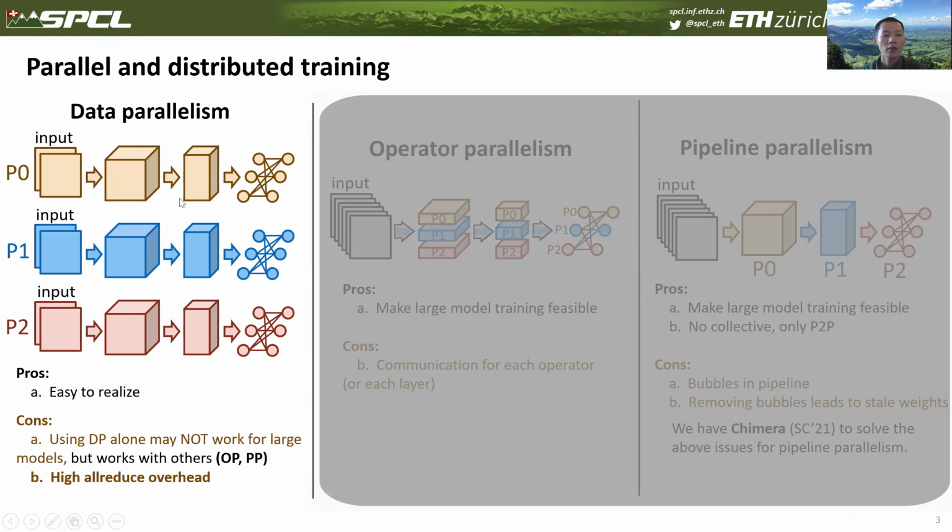Data parallelism is easy to implement. However, using data parallelism alone may not work for large model training, simply because the model may be too large to fit in device memory. So usually, data parallelism works together with the other approaches to train large models. But data parallelism may also have high communication overhead, the Allreduce communication. So this is also the issue this work, OKTopK, aims to solve.